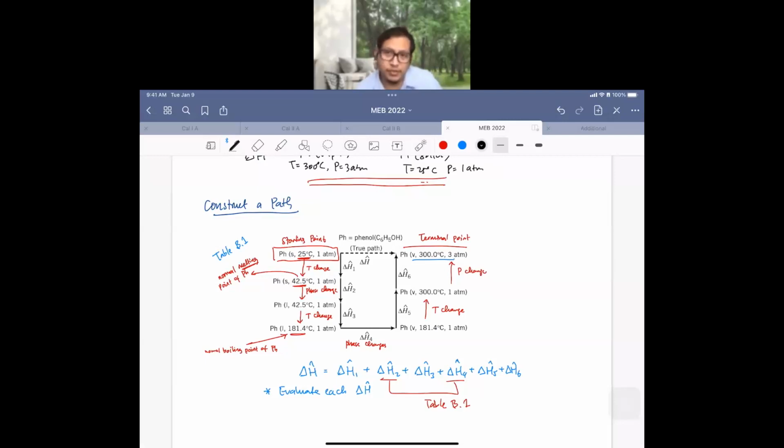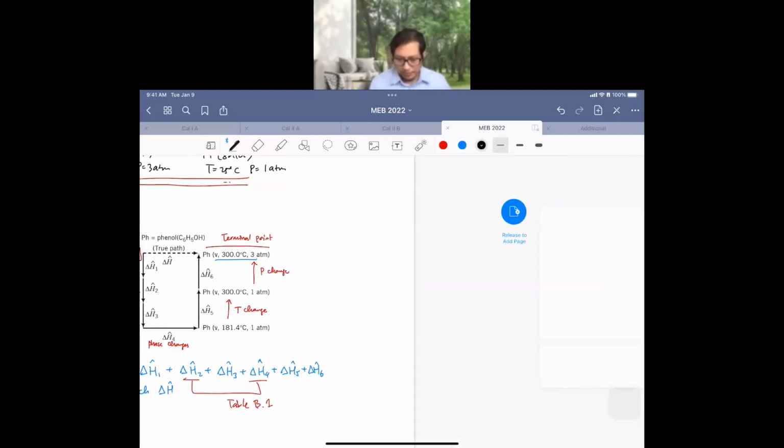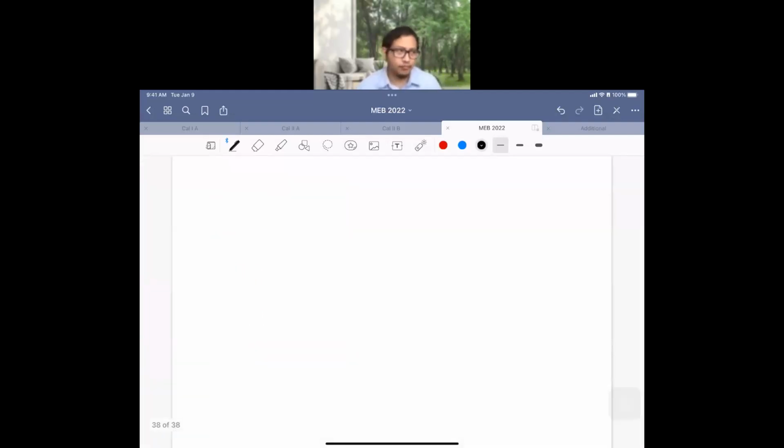I believe it should be similar to what you did in basic chemistry, right? You learned this path. Okay, let me move to the next page. Let me write the energy balance procedure in Chapter 8.